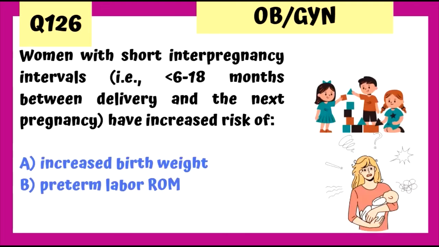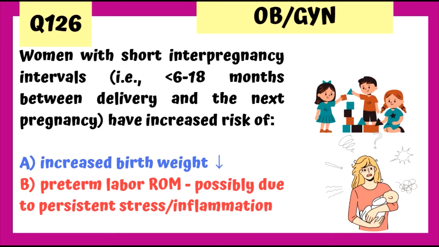Question 126. Women with short interpregnancy intervals, between 16 and 18 months between delivery and the next pregnancy, have an increased risk for preterm labor and rupture of membranes, not increased birth weight but a decreased birth weight, possibly due to persistent stress and inflammation.